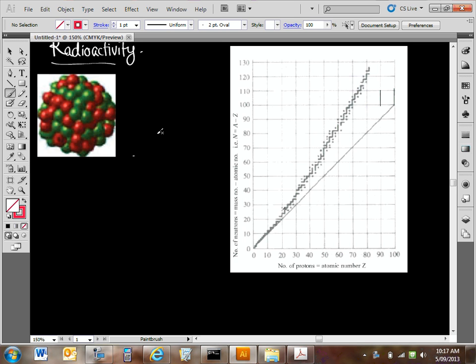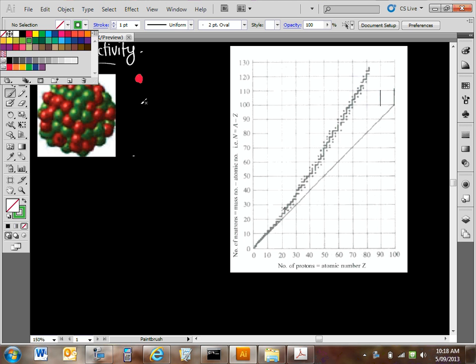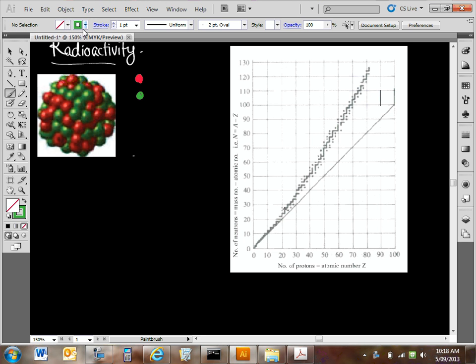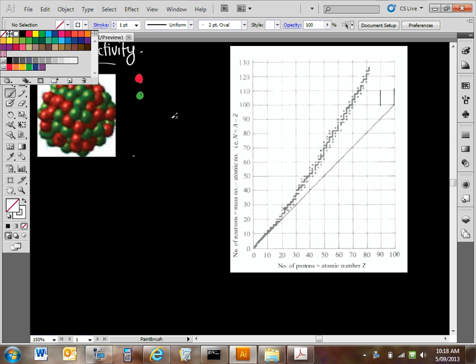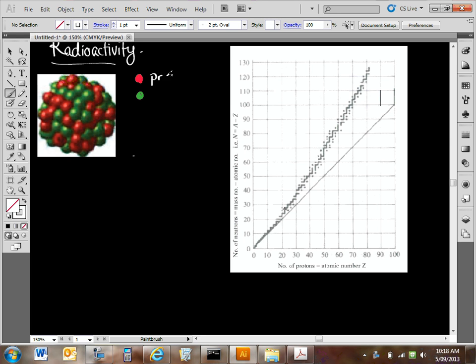So in this diagram here, the protons are red, we'll say. That one is a proton. That one is a neutron. We're just looking at the nucleus. Proton, neutron. And this is a massive nucleus. It has an atomic number very high, okay?